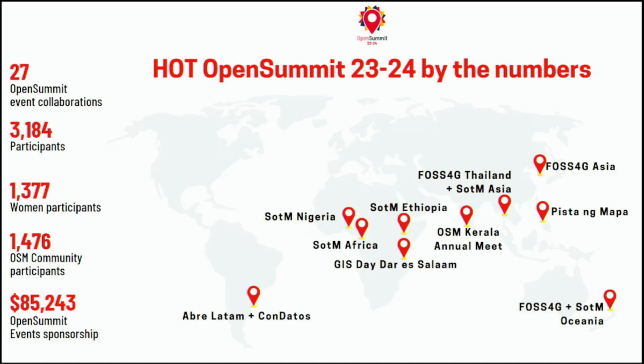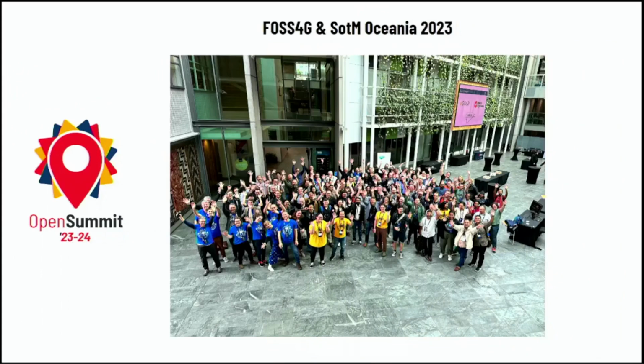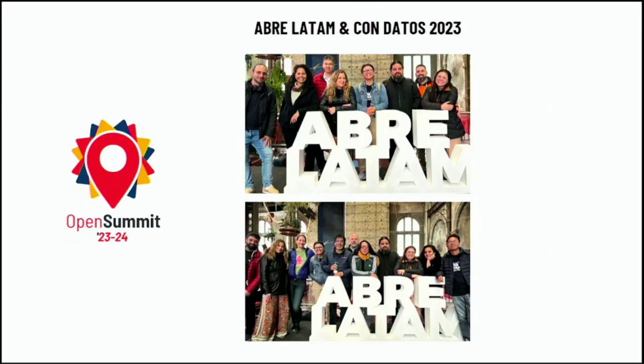So I just want to, if you have participated in any of these events, give me a shout. State of the Map Nigeria, anyone who was at this event here? Yes, we have Victor there. Then the other event is Phosphor-G and State of the Map Oceania, which happened in 2023. We collaborated with Abrelatam and Condatos, like the Open Data Conference for Latin America.